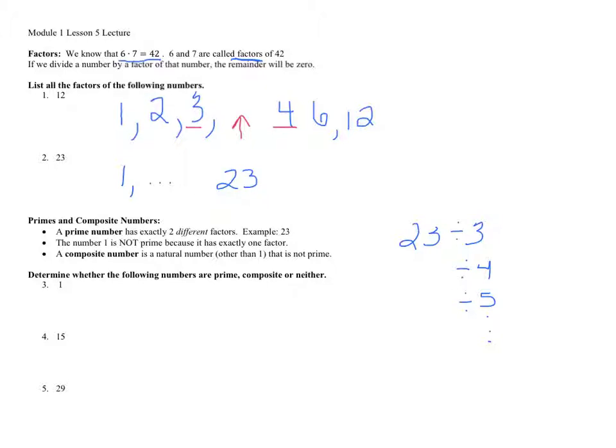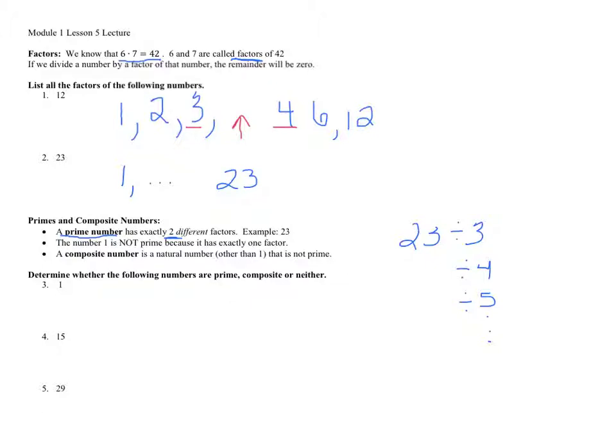This brings us to a definition of prime and composite numbers. A prime number is a number that has exactly two different factors. So for example, like we just saw, 23 is prime because its only factors are 1 and 23. Those are the only two different factors that multiply together to give me 23.